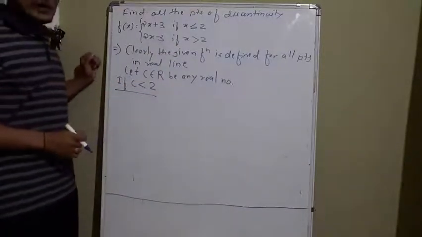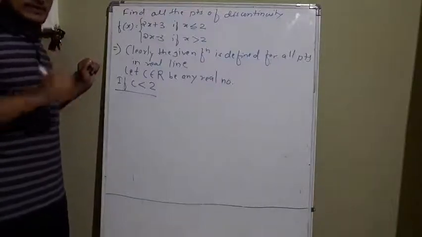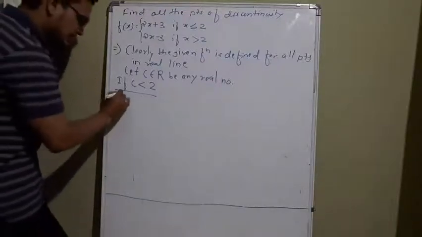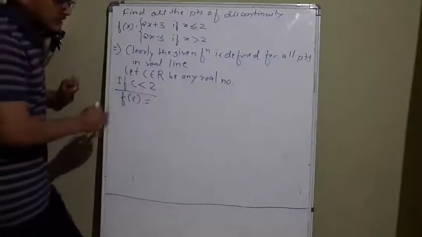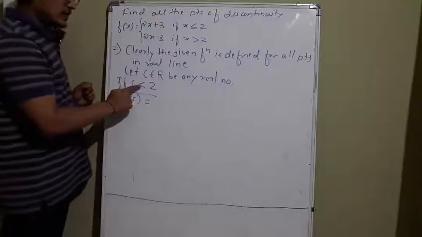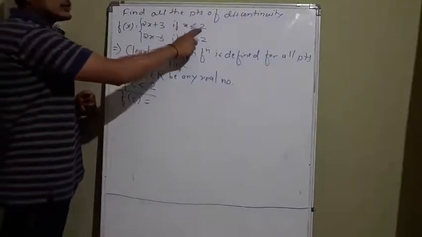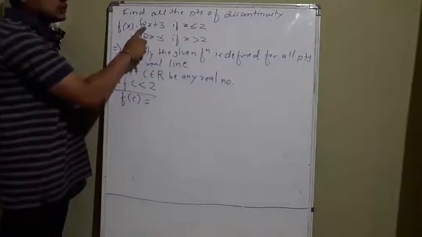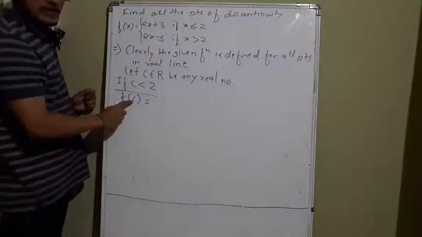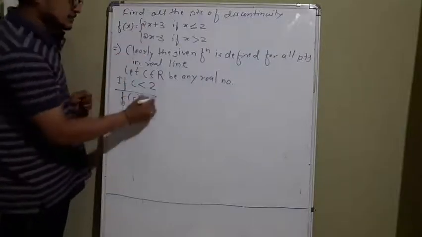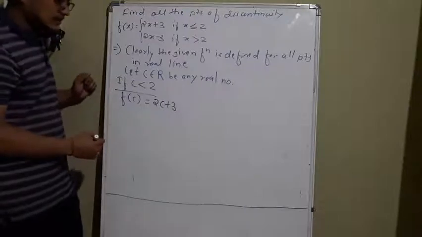See, for c is less than and c is greater than, you have to use the first definition of continuity. First you have to find f of c. For less than 2, what is the function? 2x plus 3. But in the place of x we have c, so your function becomes 2c plus 3.